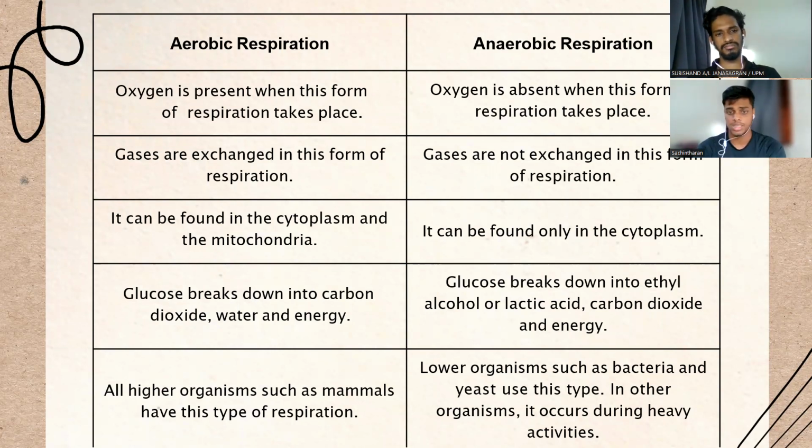The fourth one is, in aerobic respiration, the glucose breaks down into carbon dioxide, water, and energy, whereas in anaerobic respiration, it breaks down into ethyl alcohol or lactic acid, then carbon dioxide and energy. Finally, all the higher organisms such as mammals have aerobic respiration, whereas lower organisms such as bacteria and yeast use anaerobic respiration. But in a few cases, when there is heavy activity, there will be anaerobic respiration.